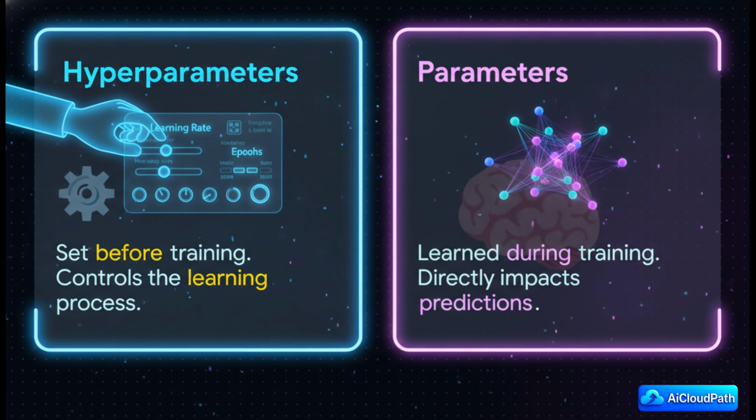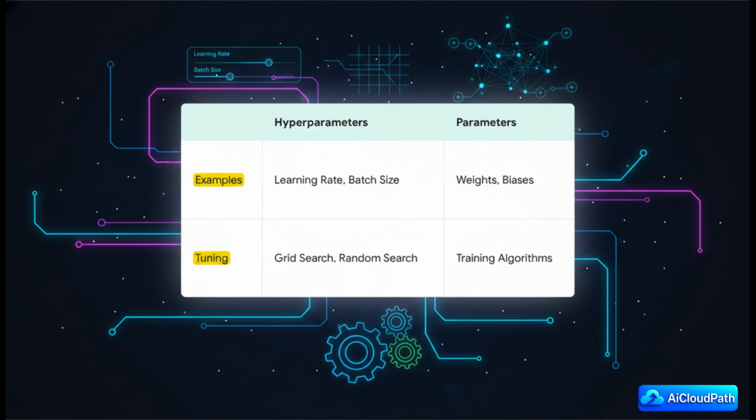Parameters, on the other hand, are what the model learns by itself during training. These are the internal guts of the model that actually make the predictions. Let's make this even more concrete. A hyperparameter is something like the learning rate or the batch size. You decide that stuff. A parameter? That's the internal weights and biases that the model figures out. And how do you set them? Well, you tune hyperparameters with stuff like grid search, but the parameters, they get adjusted automatically by the training algorithm. Getting this distinction right is absolutely crucial.